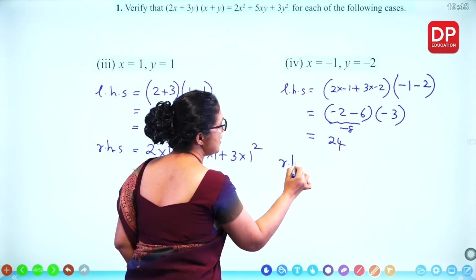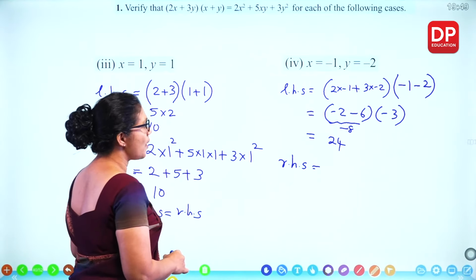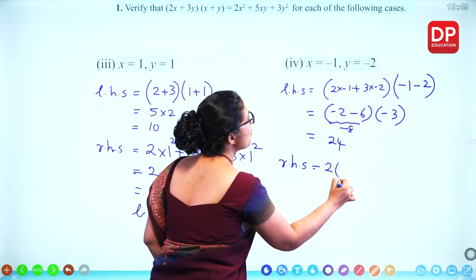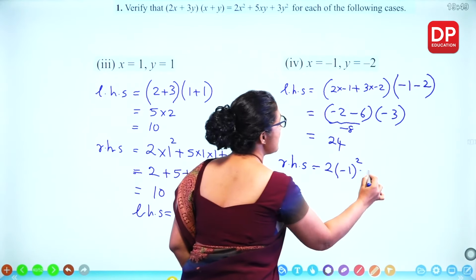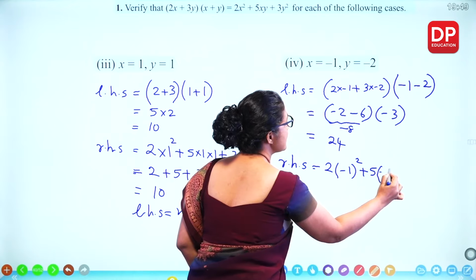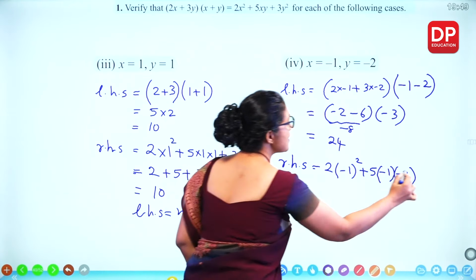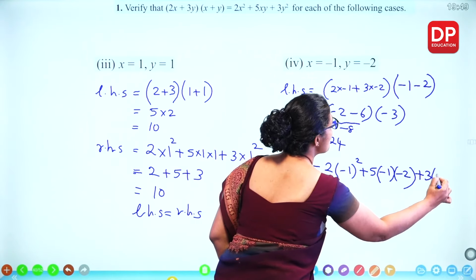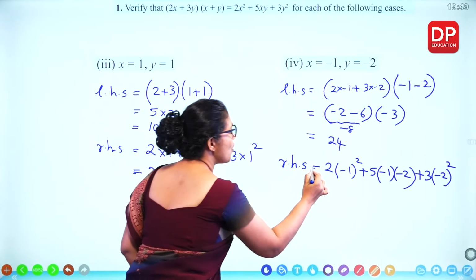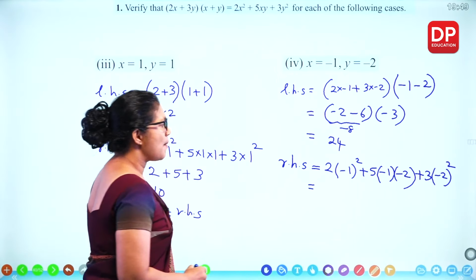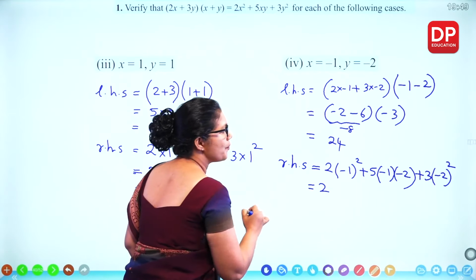Now we'll see whether it works for the right hand side. What's the right hand side? 2x squared, 2 times x squared. x squared is minus 1 squared. What's the next term? Plus 5 times x is minus 1, y is minus 2. What's the last term? 3 times y squared. y squared is minus 2 squared. When you want to simplify this, what happens? Minus 1 into minus 1 is 1. 1 times 2 is 2.